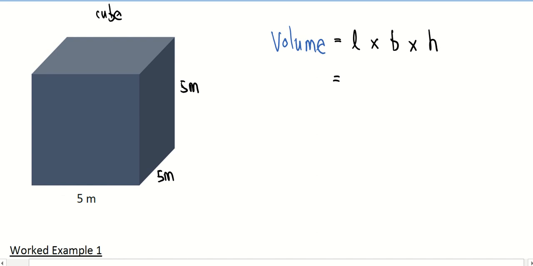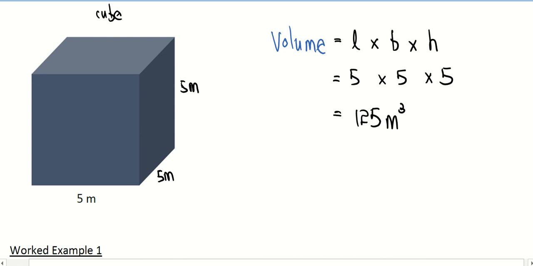And I'm going to plug in all the dimensions. 5 times 5 times 5. Hey, what do you notice about the numbers? Are they all the same? So rather than press the calculator, 5 times 5 times 5, I know it's 125 meter cube.